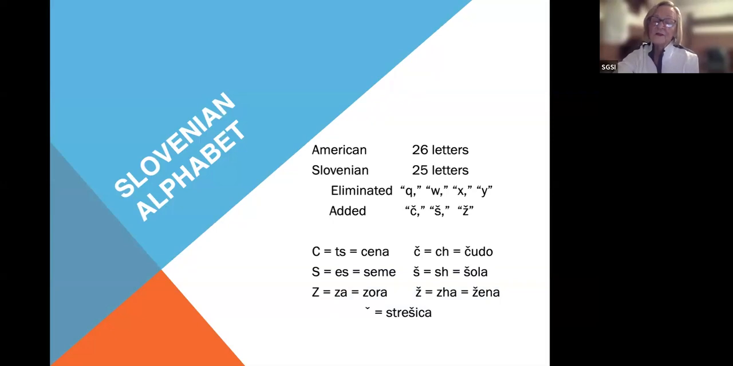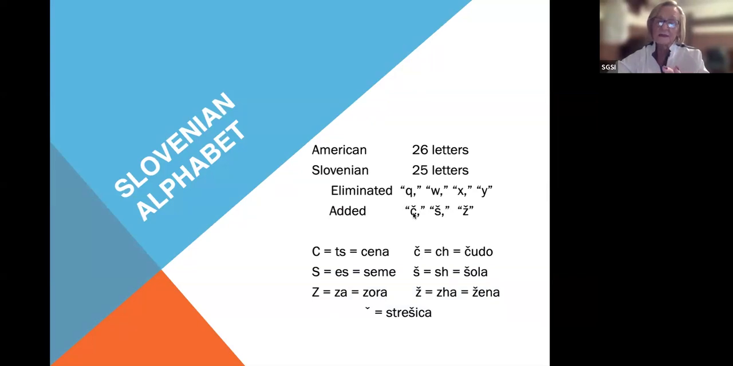But they've added 3. So they have another C, they have another S, and another Z. It's like when we say A, B, C, D, E, they say A, B, C, Ch. Those are the 2 C's, the C and the Ch. So they're absolutely separate letters of their alphabet.